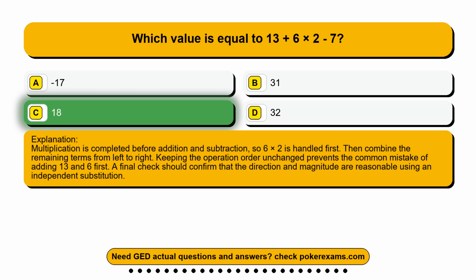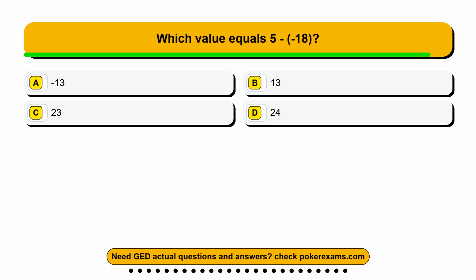Multiplication is completed before addition and subtraction, so 6 times 2 is handled first. Then combine the remaining terms from left to right. Keeping the operation order unchanged prevents the common mistake of adding 13 and 6 first. A final check should confirm that the direction and magnitude are reasonable using an independent substitution.